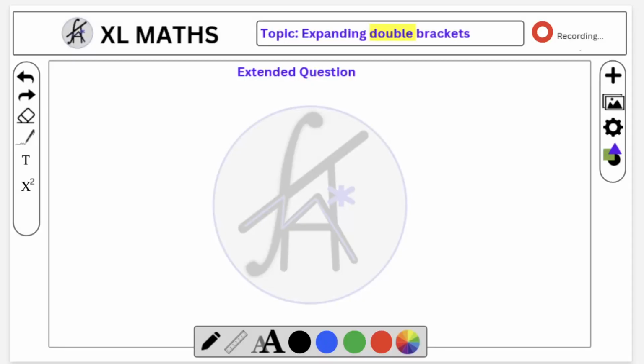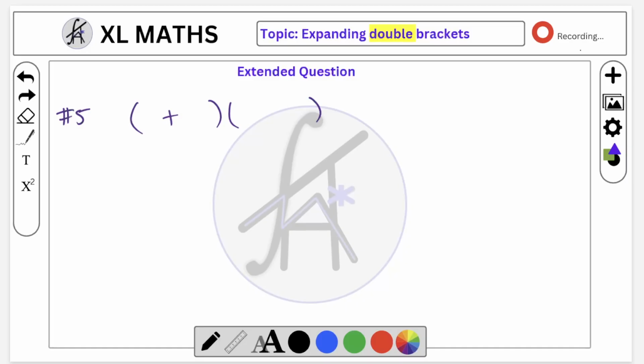We are discussing expanding double brackets with extended questions, and this is type 5 where we're going to be getting two brackets with a positive sign. And what's in extended questions? You will have some coefficient of x, say for example 4x plus 5 and 2x plus 3. Sorry, this is not the type 5 we already discussed. Type 5 is when you have the same brackets, so 4x plus 5 and 4x plus 5. Let's try that.